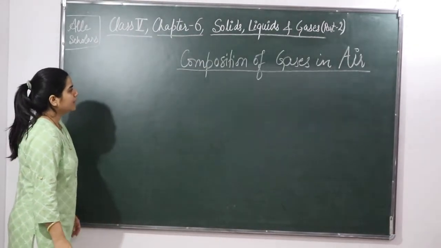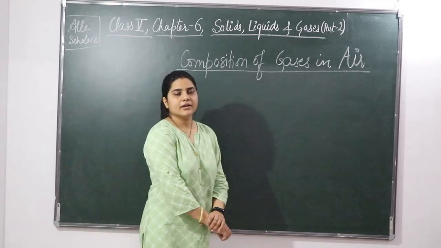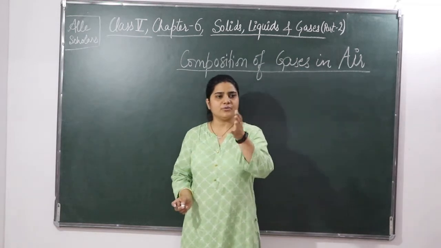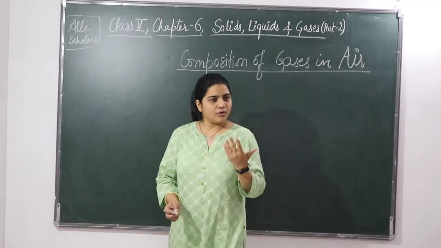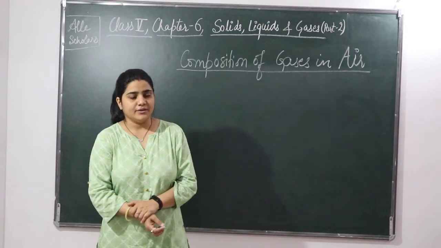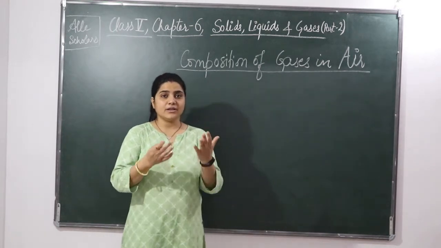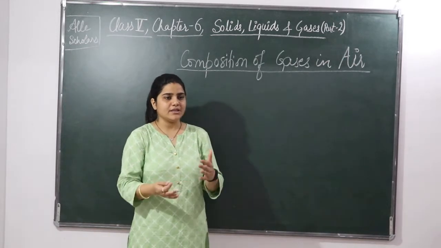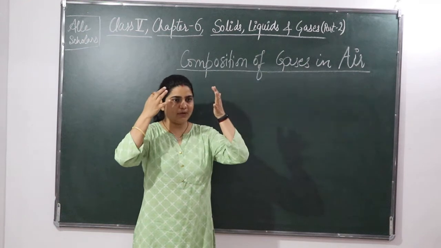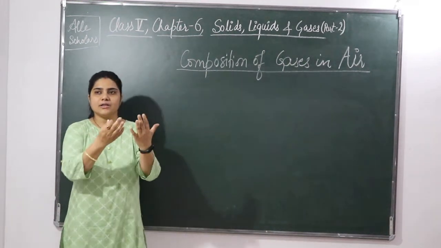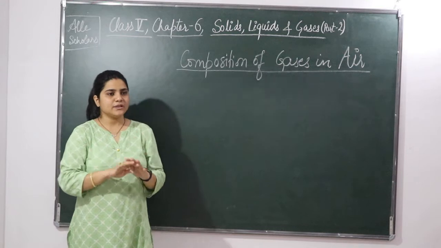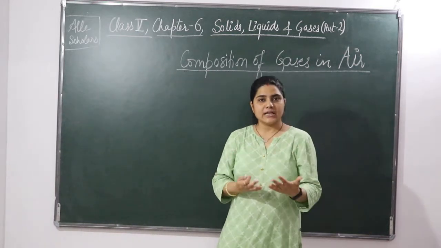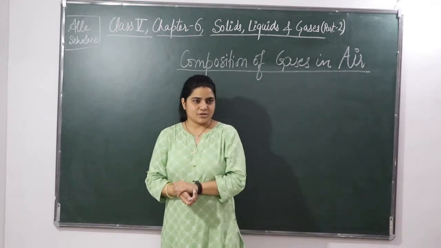So now we will see the composition of gases in air. If we talk about air, air is all around us. We are surrounded by the atmosphere that is full of air. In fact, we can say that air is like a blanket that has covered our whole Earth. When we sleep in winters, we cover ourselves with a blanket. Similarly, this Earth is being covered with a blanket. That blanket is named air.